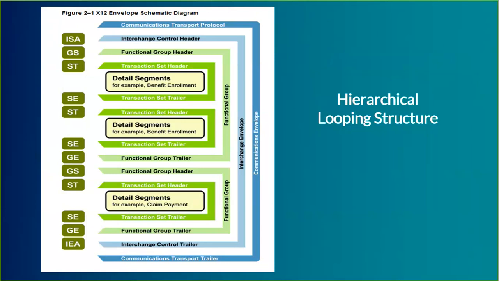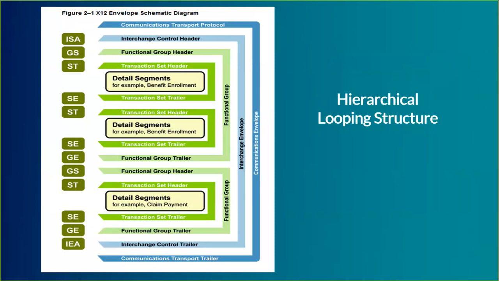So what you have are the ISA, the GS, and the ST. And those truly are the first three pieces in every single transaction that allow the transaction to be exchanged and for people to know where it's going, where it came from, and what's inside, if you will. So I'm going to go ahead and move forward and talk about those first three pieces, since they're very important.